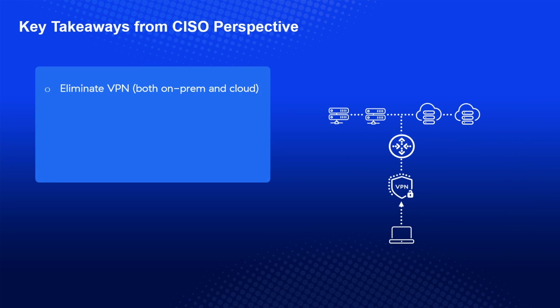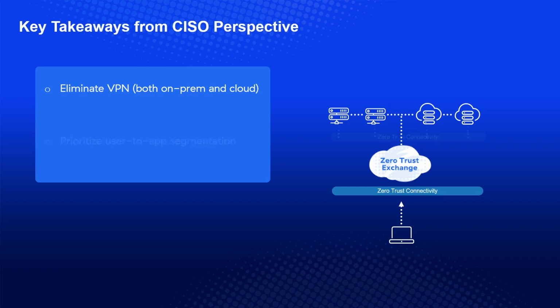So the real key takeaways. Number one is you really need to eliminate VPN. By this, I mean you need to look at both the on-prem as well as the in-cloud version of VPN, because by architecture, it provides a juicy attack surface that these threat actors continue to leverage in order to conduct successful attacks.